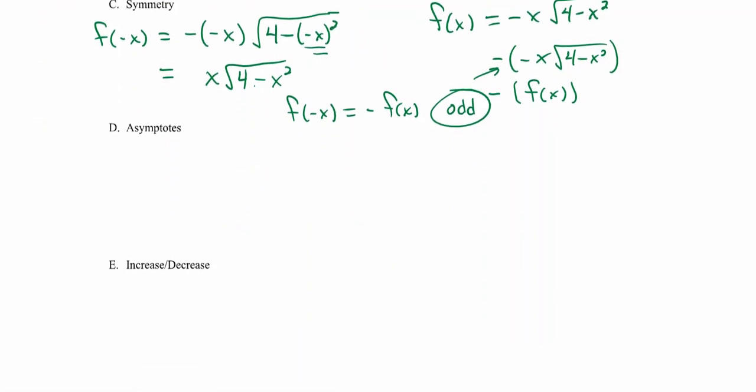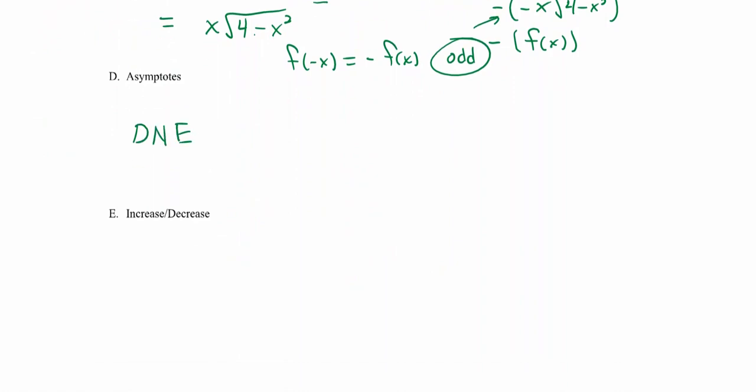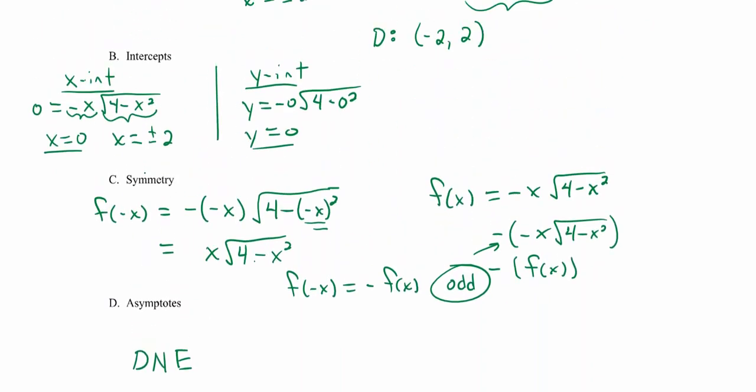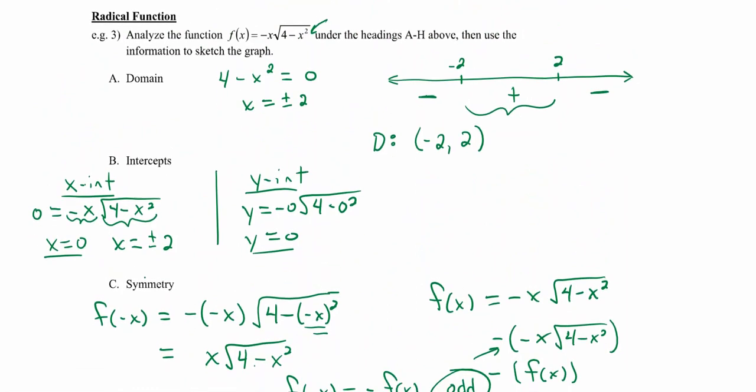Okay, looking at asymptotes. So asymptotes on a radical function, no, does not exist. Okay, areas of increase and decrease. All right, so now we got to take the derivative, and I can't do the same little trick I did in the last one. We have to do the product rule.